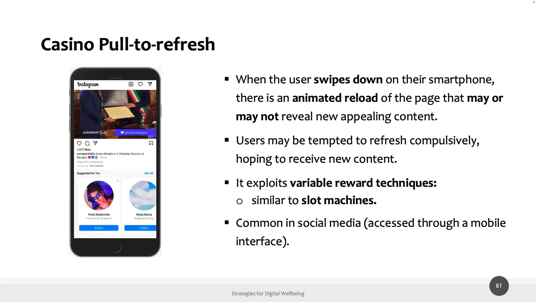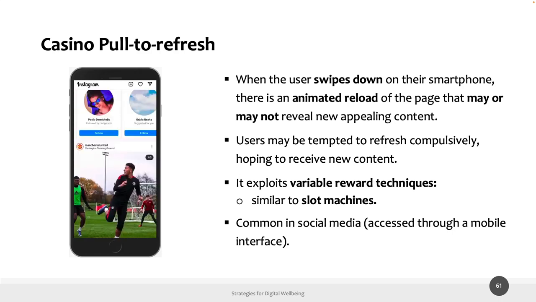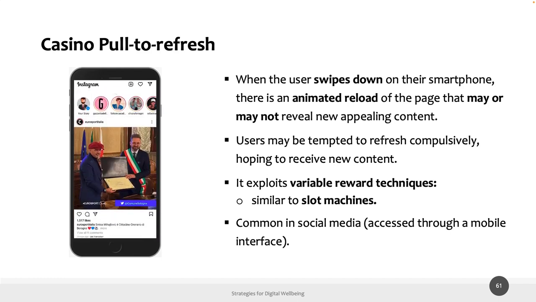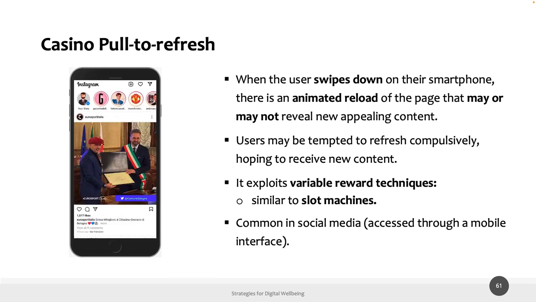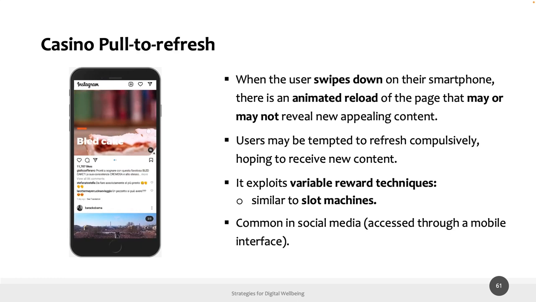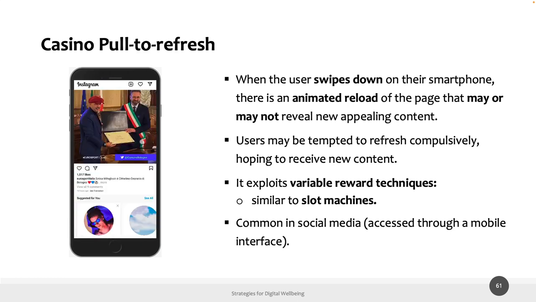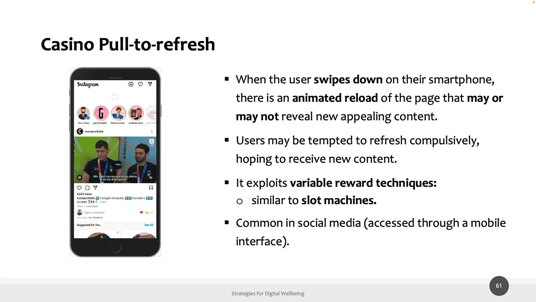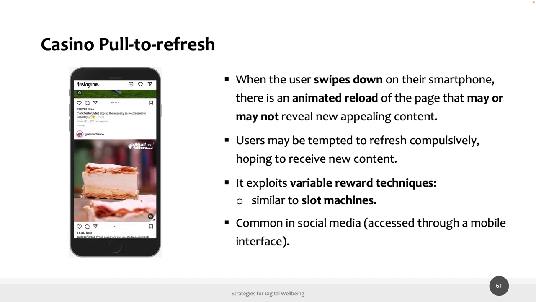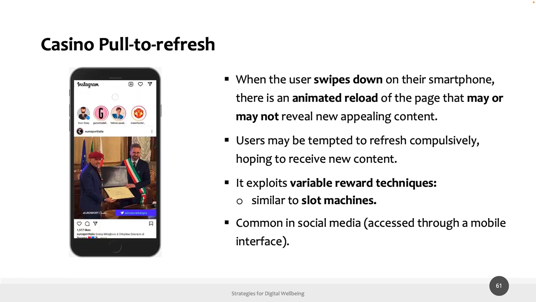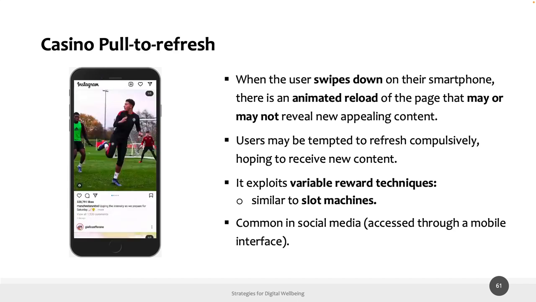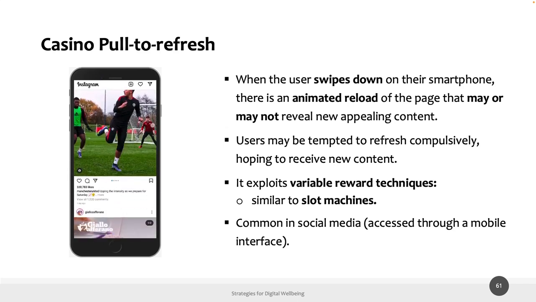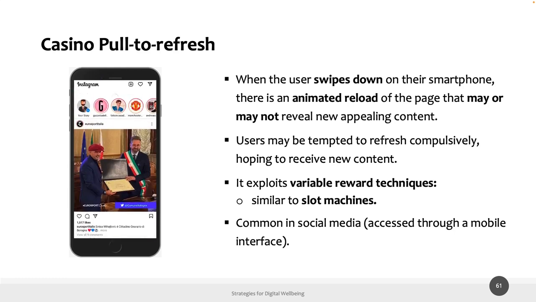Okay, the casino pull to refresh. You know the pull to refresh interaction. When the user swipes down on their smartphone, typically there is an animated reload of the page. The problem is that this animated reload may or may not reveal new appealing content. So again, an example of the variable reward technique. Users may be tempted to refresh compulsively, hoping to receive new content. Personally, this is a very bad dark pattern for me, because I typically find myself on Twitter and so on, continuously pulling to refresh to see if there are new tweets. It's also similar to slot machines. Again, this is common in social media, and here the context is also linked to a specific device, because this kind of gesture is typical on mobile devices only.